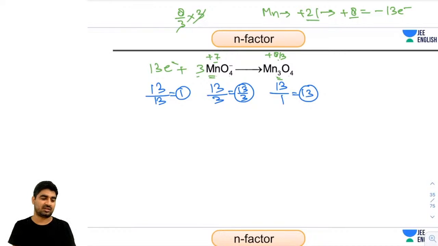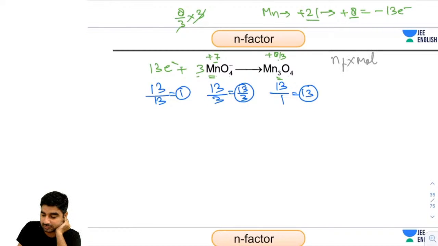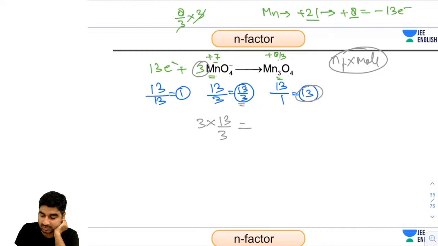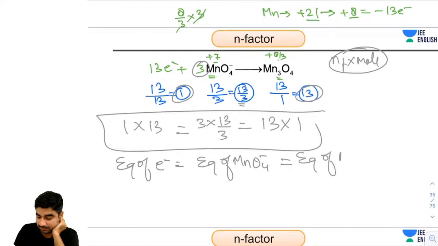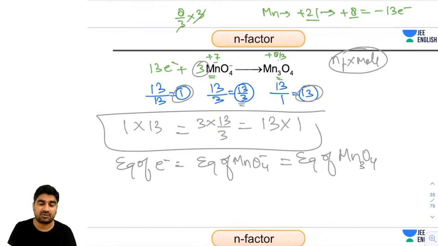But I did not get even a single correct answer. Why could you guys not solve it? It was an easy problem. Even you can verify the law of chemical equivalence. Number of equivalent will be equal to n factor into mole. So here we have 3 mole and n factor is 13 by 3. Here we have 13 n factor. Here again n factor is 1. So guys, here I can say that equivalent of electron will be equal to equivalent of MnO4 minus will be equal to equivalent of Mn3O4. I'm writing only half reactions so that you can understand, but I have already told you only oxidation half or only reduction half is not possible, right? But here for understanding purpose I am writing.